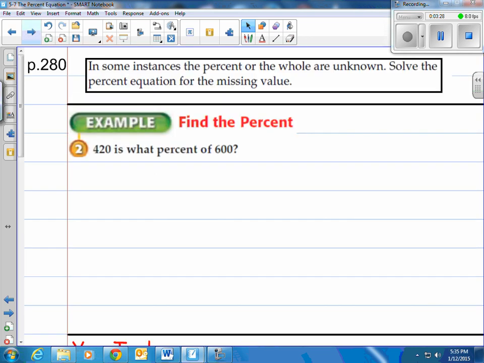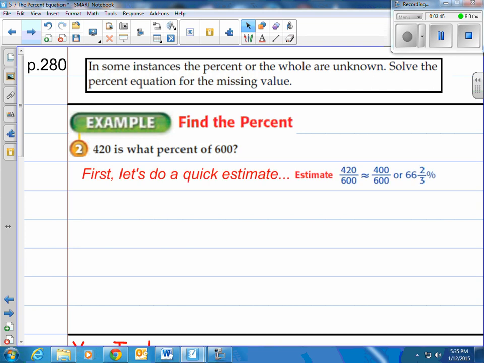In some instances, the percent or the whole are unknown. Solve the percent equation for the missing value. So in this case, we're going to show the example of finding the percent when the percent is missing. 420 is what percent of 600? Well, again, let's do a quick estimate. We've got 420 all over 600 to find the percent. That's what we do. We do the part divided by the whole. Estimate that at 400 over 600, which is about 2/3. So that would be 66 2/3%.